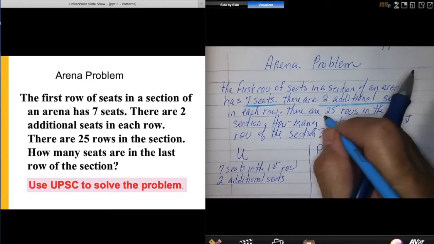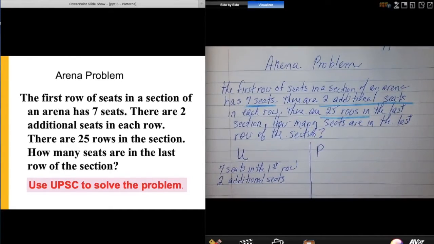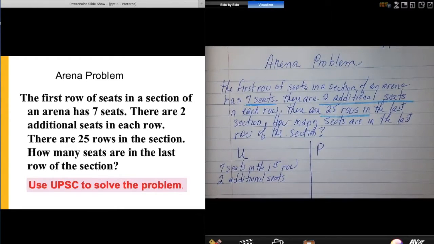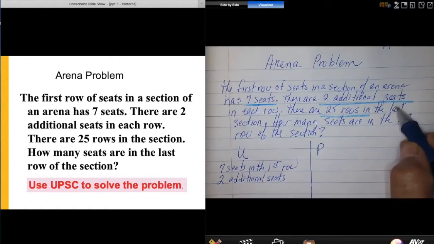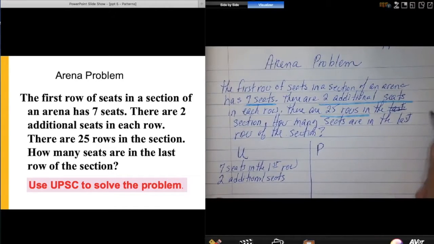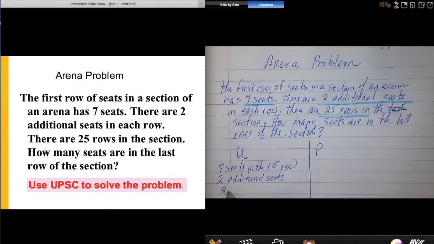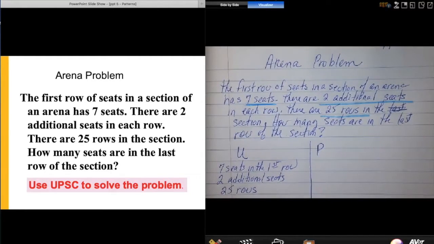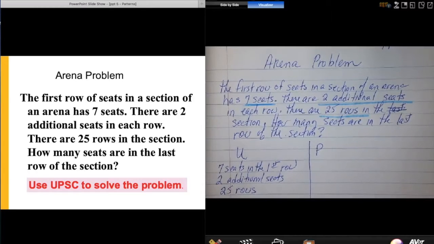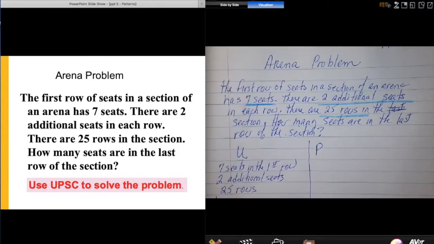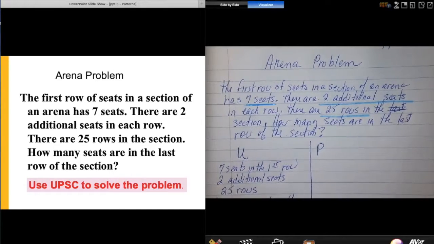There are 25 rows in the last section. In the section, there are 25 rows. How many seats are in the last row? So we're looking for how many seats in the last row. Okay.